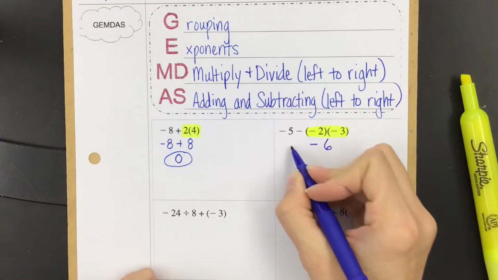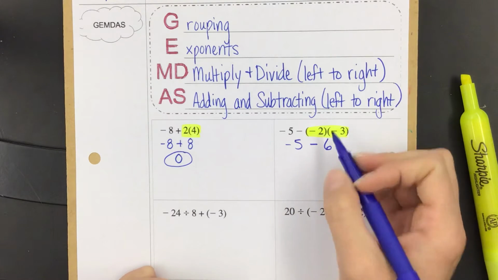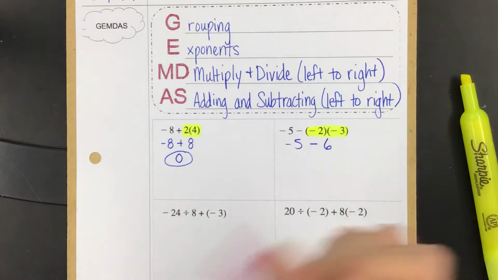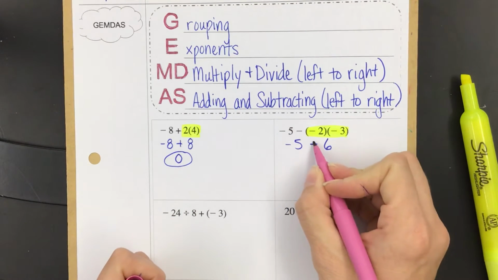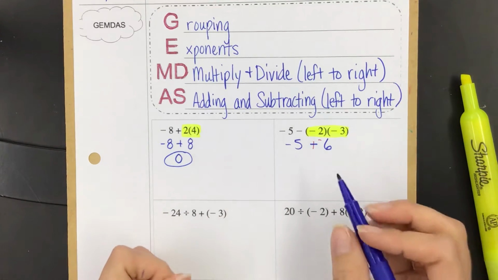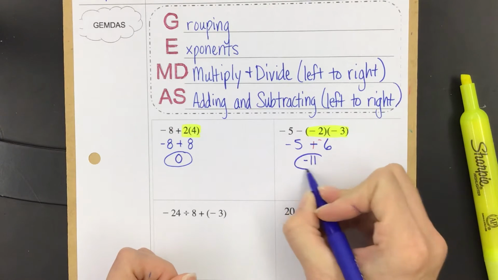Okay, and then I'm going to bring everything else down exactly the way that it was. And then we're going to finish that last operation. Okay, I'm going to keep it switch, switch. So keep it switch, switch. So that is -5 plus -6. Yes, good.